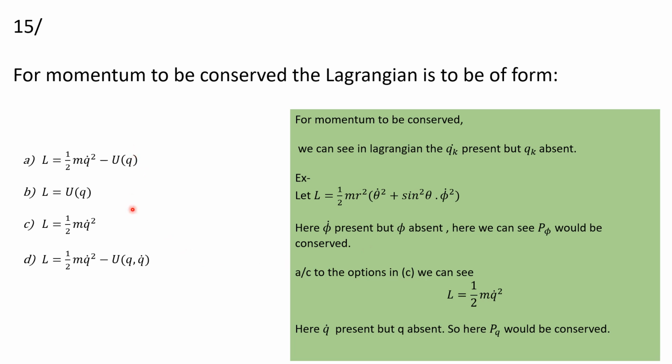So when we see the options, we can see that option C, that is L is equal to half m q dot square. Here we can see that q dot is present but q is absent. So here pq would be conserved. So option C is the correct answer.